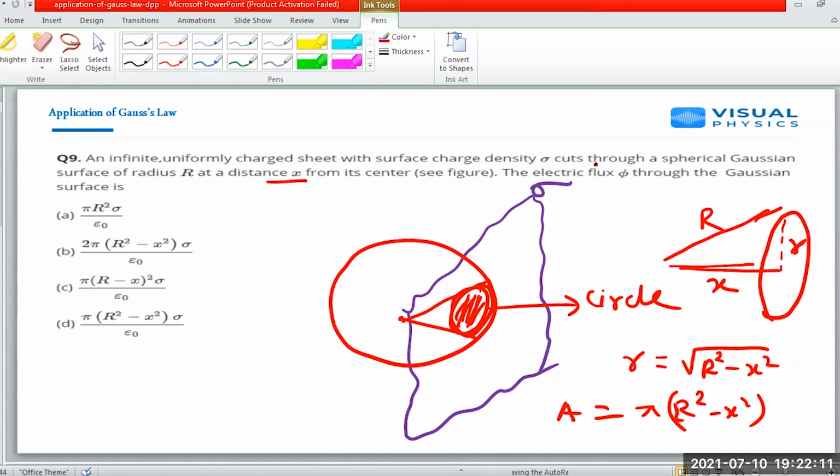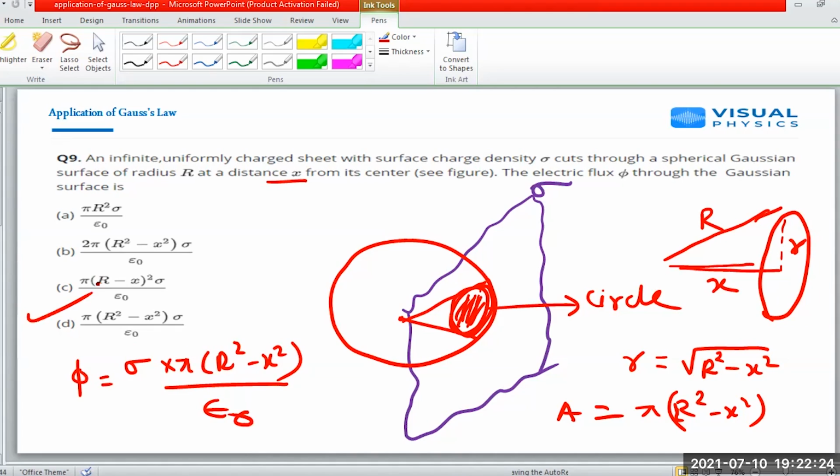So if I have to find the flux through this Gaussian surface, then the flux phi is equal to sigma into pi into (r square minus x square) by epsilon naught. That is option number D. You have to see the projection, because my charge is residing on the surface with surface charge density. So I am seeing the projection of the sphere on this sheet.